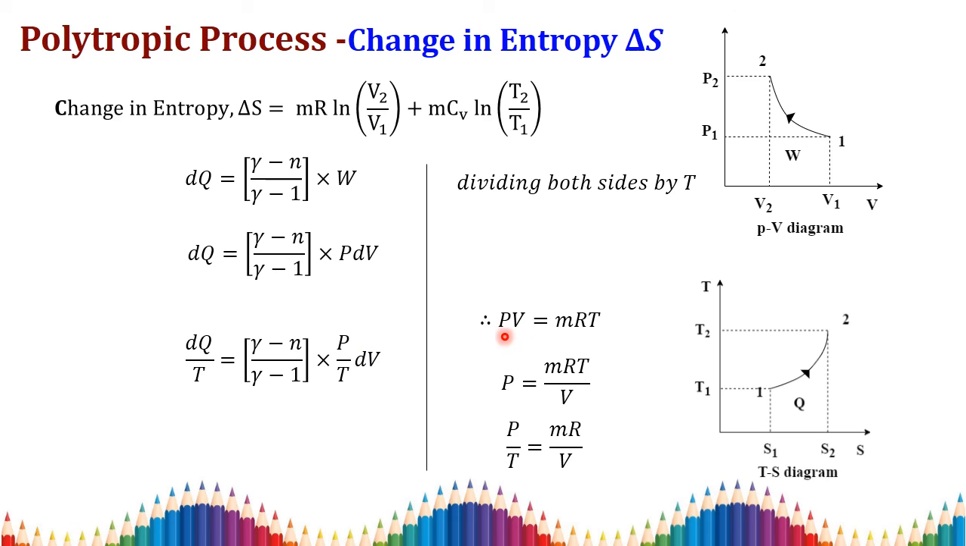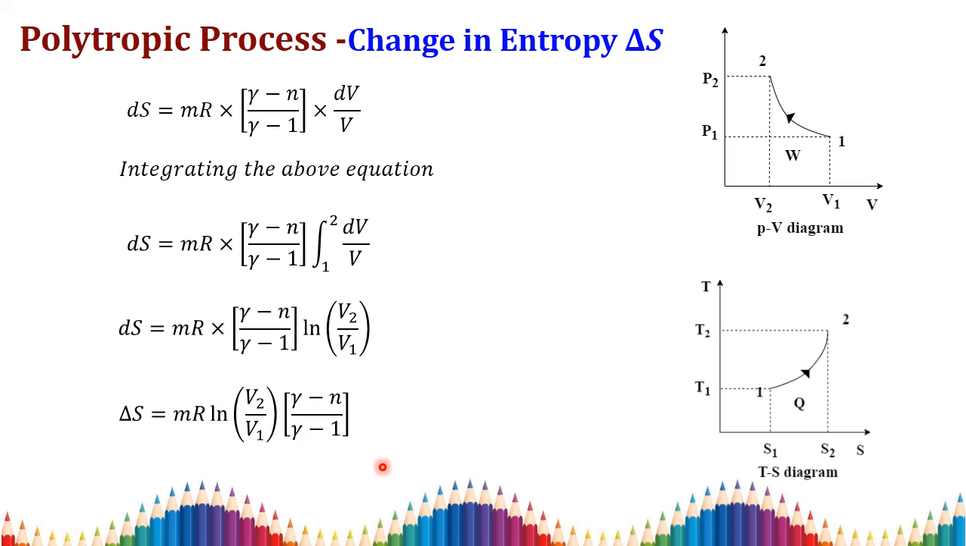Then from the relation PV is equal to mRT, you find P by T. So P by T is mR by V. Then substitute this P by T in this equation. You will get dQ by T is equal to gamma minus n by gamma minus 1 into mR by V into dV. Then dQ by T is dS, so we can write dS. m and R are constants, you take them outside: gamma minus n by gamma minus 1 into dV by V.